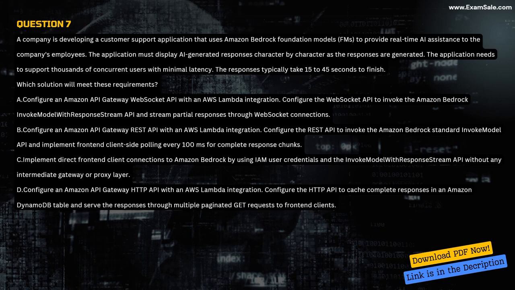B. Configure an Amazon API Gateway REST API with an AWS Lambda integration. Configure the REST API to invoke the Amazon Bedrock Standard Invoke Model API and implement front-end client-side polling every 100 milliseconds for complete response chunks.